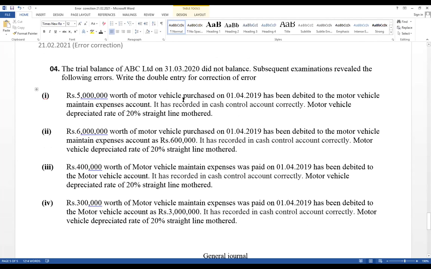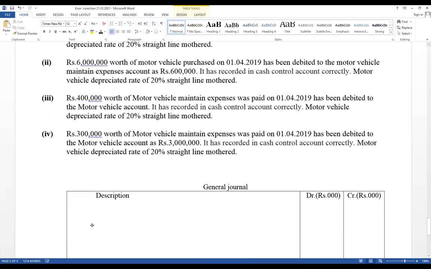Motor vehicle purchase: cash account credit, motor vehicle account debit, but it has been debited to the maintenance expense account. It has been recorded correctly in the cash control account. Cash account credit, it is okay, but that value should be debit to the motor vehicle account, but it has been debited to the motor vehicle maintenance expense account. And think about depreciation effect also. Motor vehicle purchase recorded as a maintenance expense. Therefore, motor vehicle account should be debit. Debited already to the motor vehicle maintenance expense account. Therefore, maintenance expense account credit. Motor vehicle account debit. Value equal. Therefore, not affecting suspense.